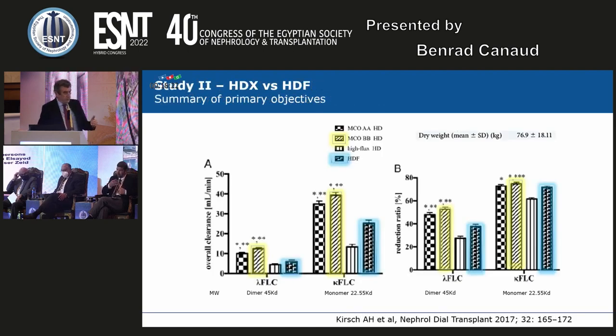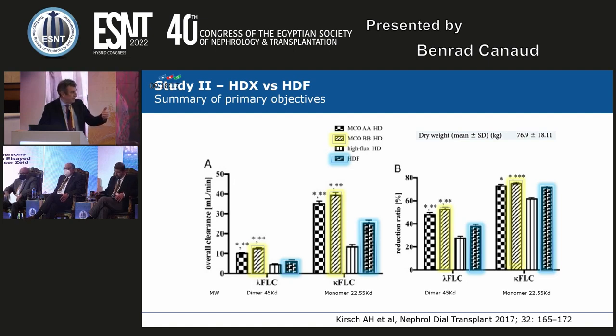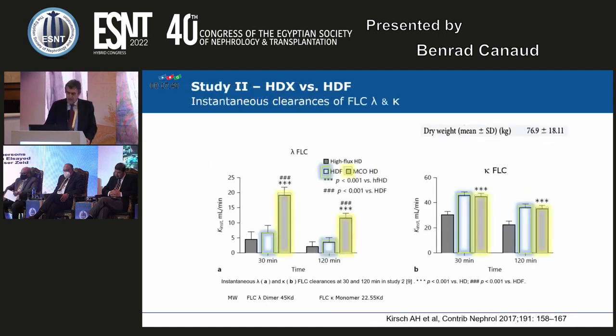Now, if you move a little bit further from beta-2M, from 12 kilodalton to the free light chains, lambda or kappa, you see we move to 23 kilodalton and almost 45 kilodalton. And then you can compare: the blue is hemodiafiltration and the yellow is the MCO, expanded hemodialysis. You see that at the end you can achieve almost the same. So we are keeping the same efficacy over time, but this is clinical performance on large molecular weight substances.